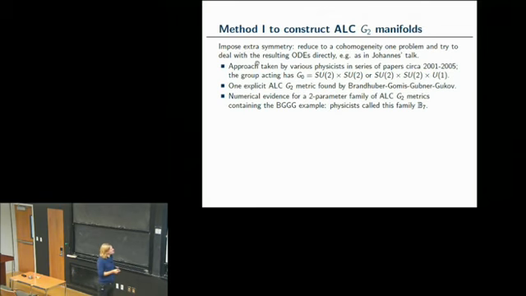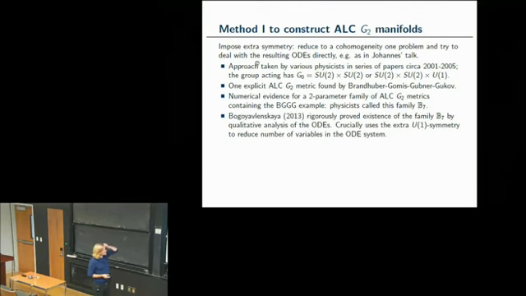The continuous part of the group acting is always either SU2 cross SU2, or possibly SU2 cross SU2 with an extra U1. So one explicit ALC G2 metric was found by Sergei and collaborators in 2001. And there was numerical evidence for a two-parameter family of these, two parameters including the scalings. And the physicists call this family B7. But apart from this one explicit one, at the time this really was just numerical evidence based on solving the ODEs numerically from some singular initial value problem.